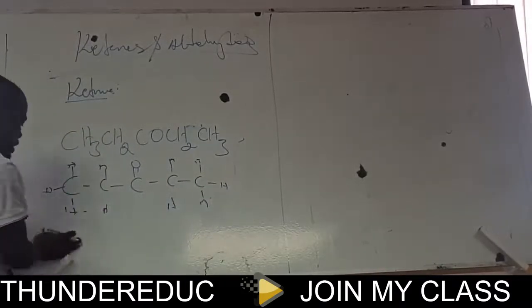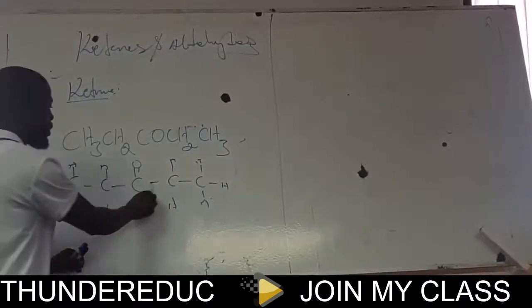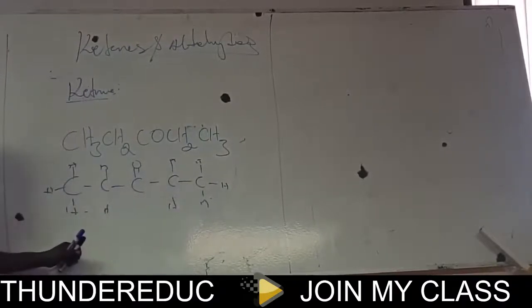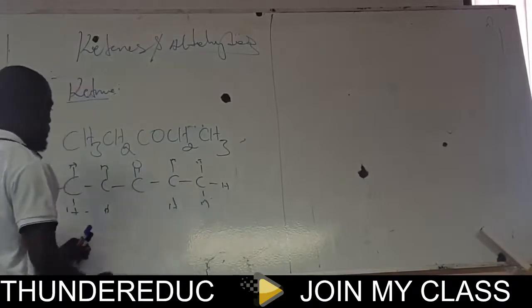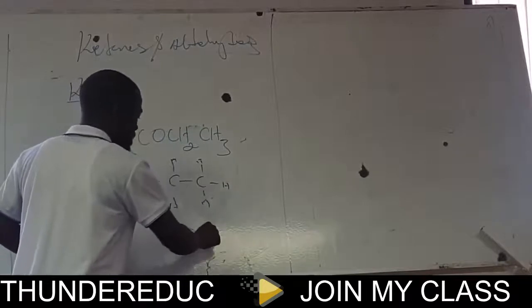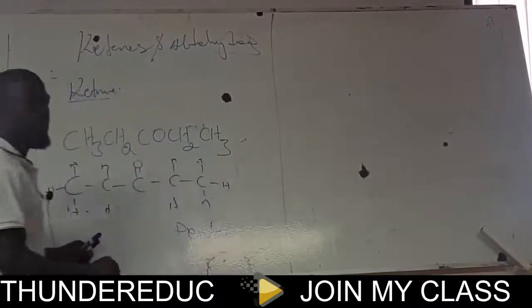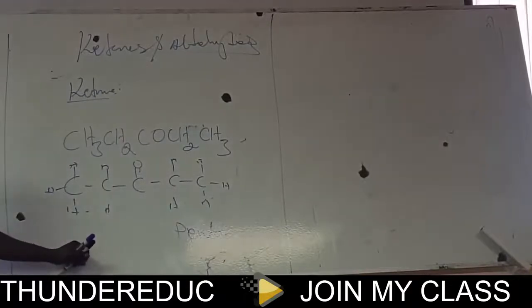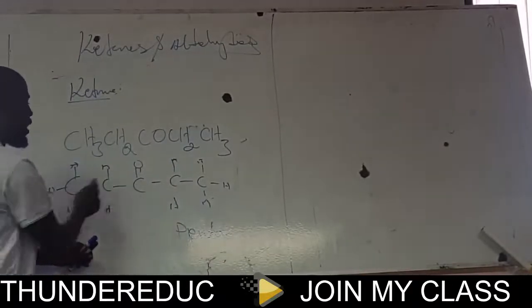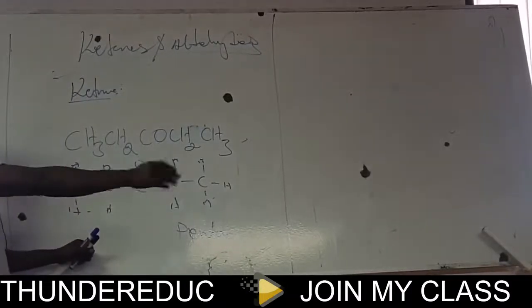Let's name it. IUPAC naming. So it's going to be 1, 2, 3, 4, 5: pent. Remember, we don't stop on pent, we add an N: pentane. And then what is the position? 1, 2, 3. The direction is equal.